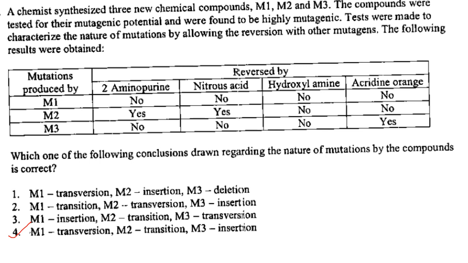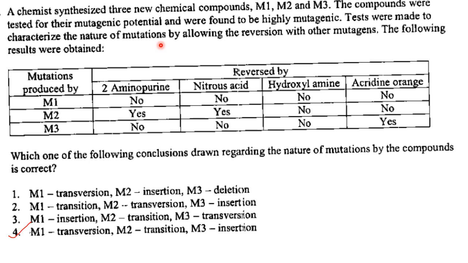Then next one. A chemist synthesized 3 new chemical compounds M1, M2, M3. The compounds were tested for their mutagenic potential and were found to be highly mutagenic. Tests were made to characterize the nature of mutations by allowing the reversion with other mutagens. The following results were obtained. So a chemist synthesized 3 new chemical compounds M1, M2, M3, and these compounds were tested for their mutagenic potential and were found to be highly mutagenic. Then tests were made to characterize the nature of mutation.